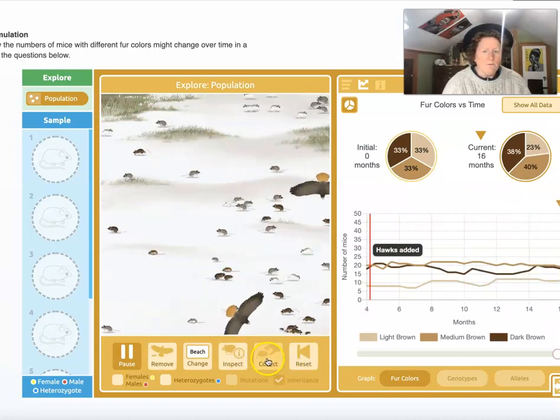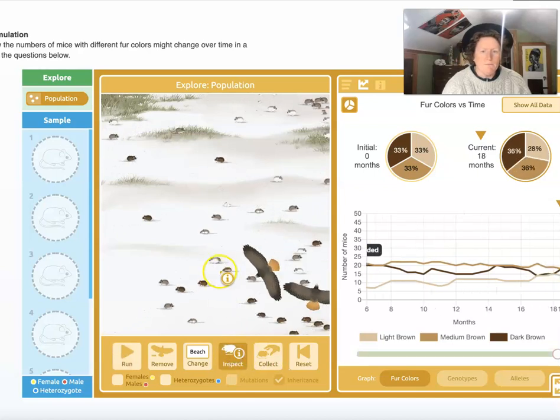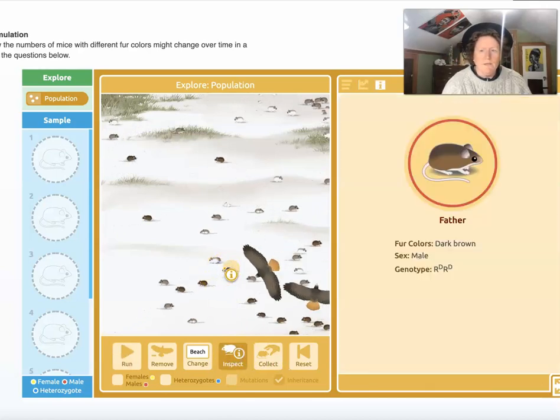We can also inspect. So if you click on a particular mouse, it'll tell you the genotype, it'll tell you the sex, it'll tell you that particular color. So you can click on a bunch of mice and learn about them.